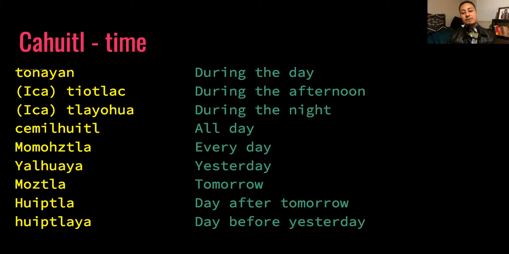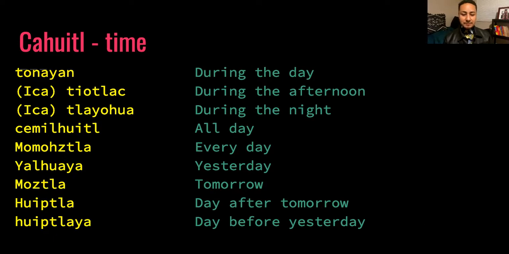Or you can even put this prefix sen in front of verbs, and it means to do something completely. So tlakwa is to eat, but sen tlakwa means to eat entirely or to eat completely. So this sen is a very useful prefix.